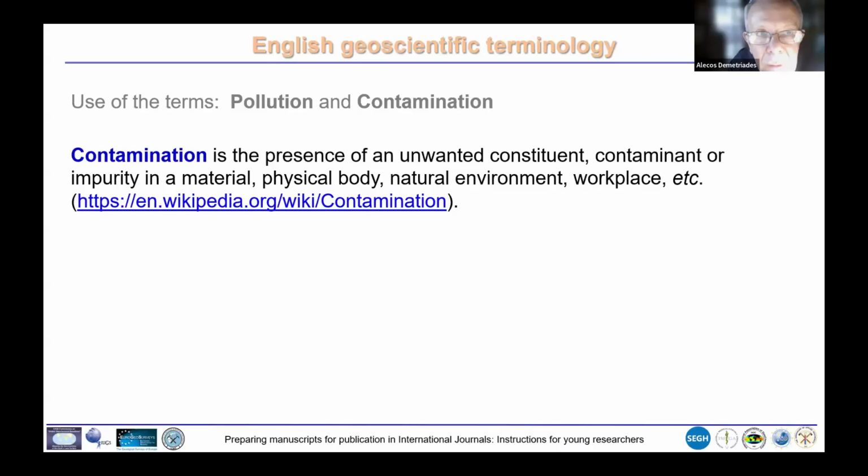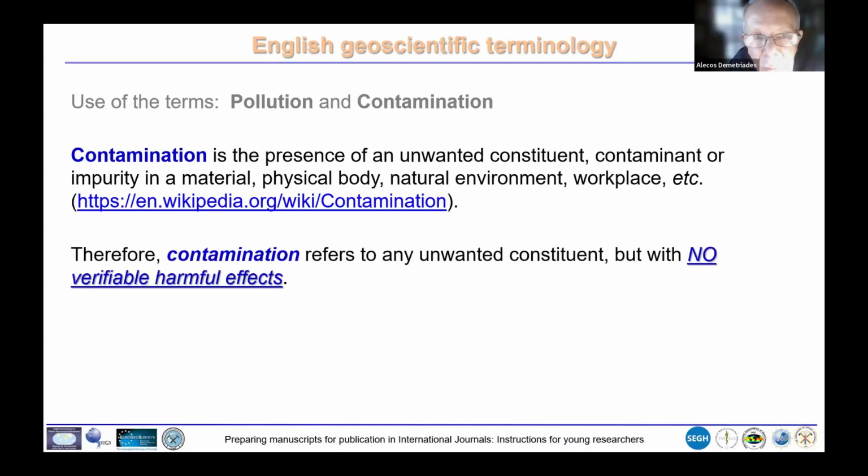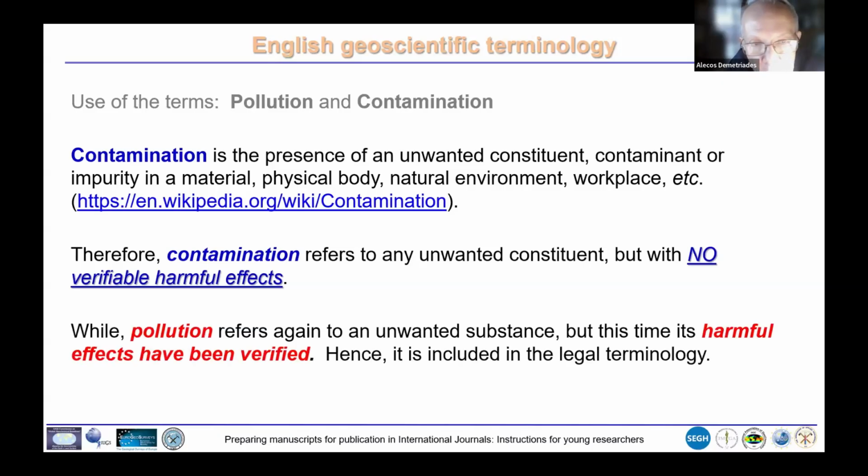So, contamination is the presence of an unwanted constituent, contaminant, or impurity in a material, physical body, natural environment, or workplace. Therefore, contamination refers to any unwanted constituent, but with no verifiable harmful effects. While pollution refers again to an unwanted substance, but this time its harmful effects have been verified, and hence it is included in the legal terminology as well.